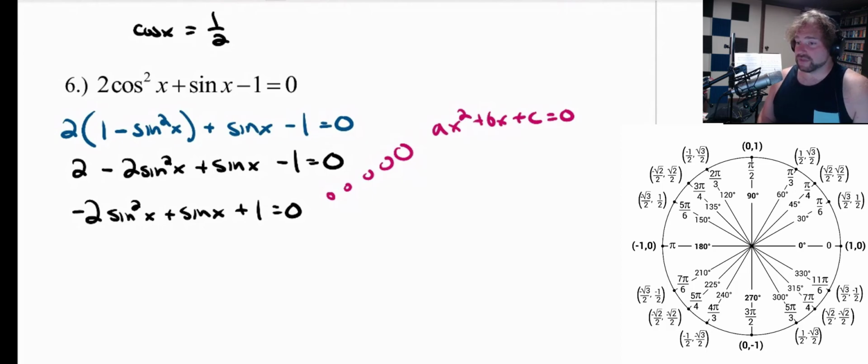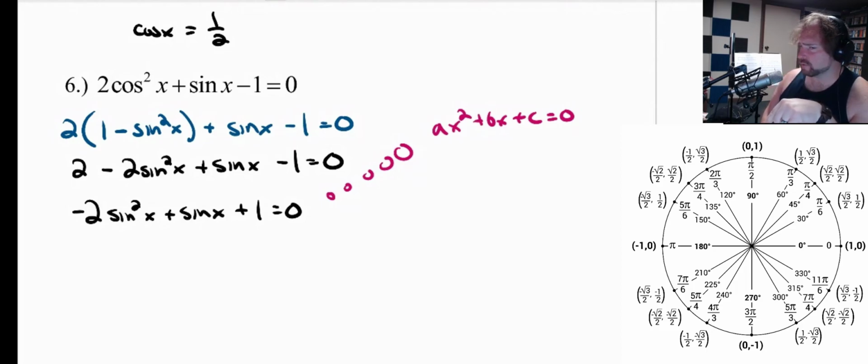I think in this case, if you called a negative 2 sine and b sine, and c was equal to 1, you'd have a quadratic formula. Now we could plug this into the quadratic formula and maybe even get an answer, but I think there's going to be a better way for us to handle this.